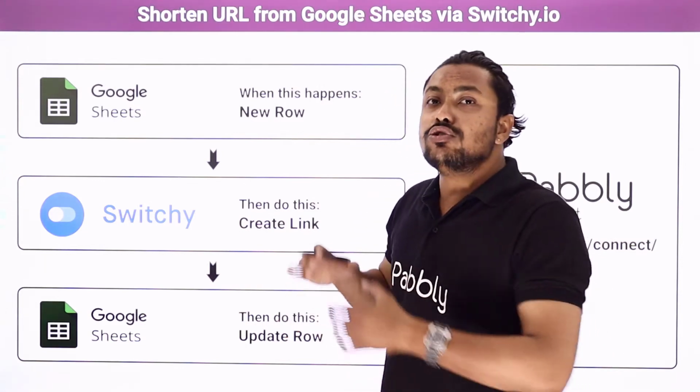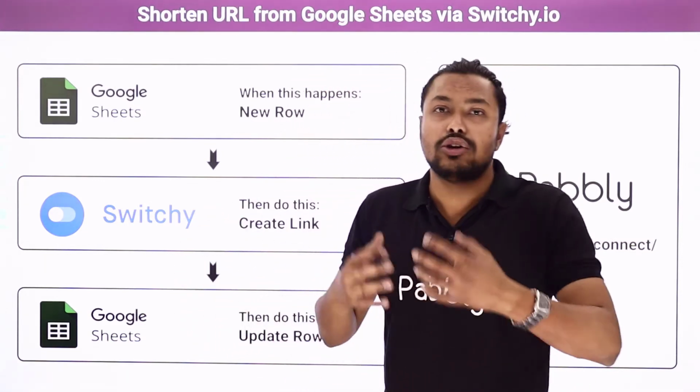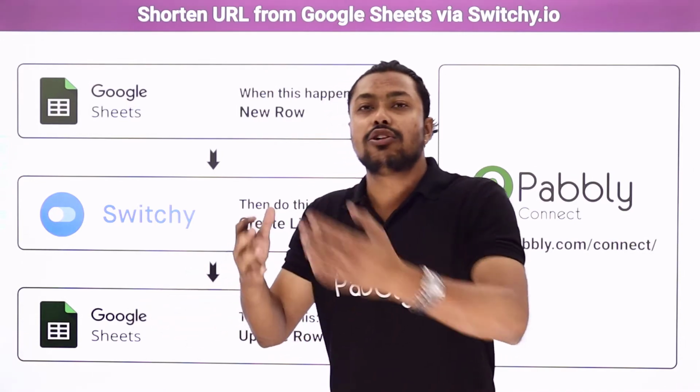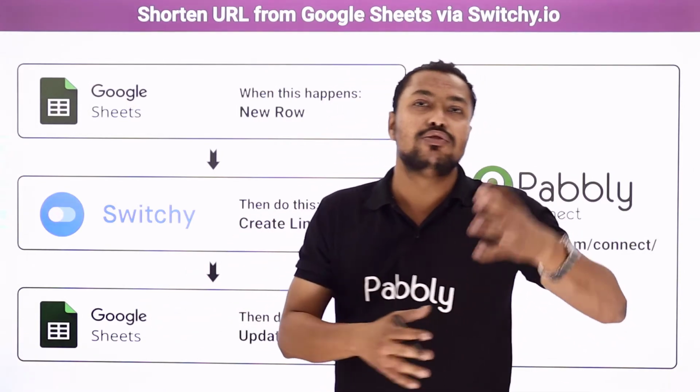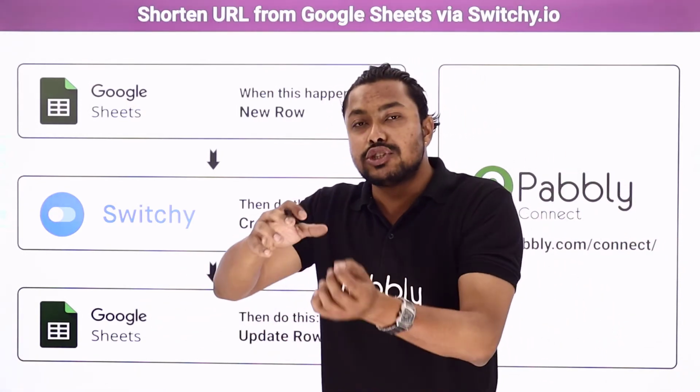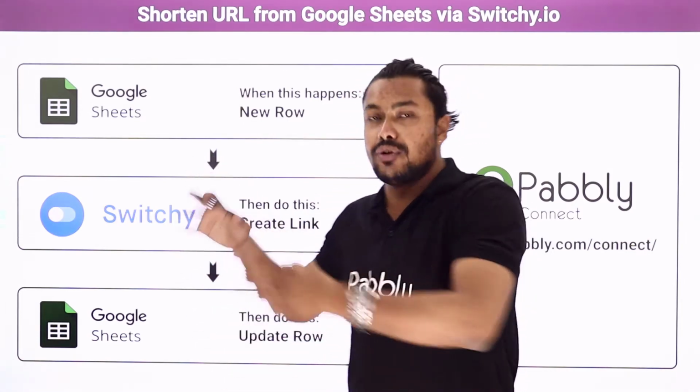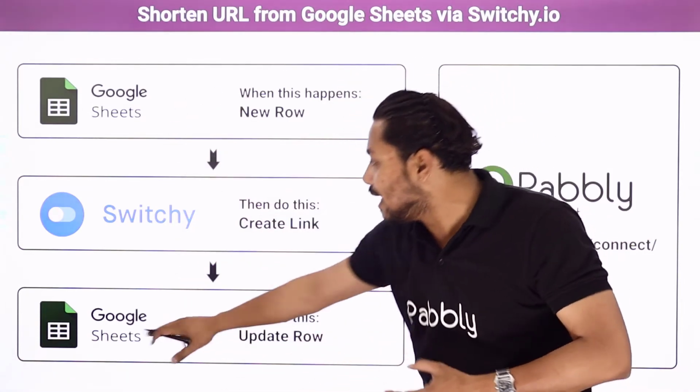Now, you can use those links afterwards for different types of uses. If you want to use long links somewhere, you can use long links there. If you want to use short links somewhere, you can use short links there. You will have both the links, longer ones and shorter ones.